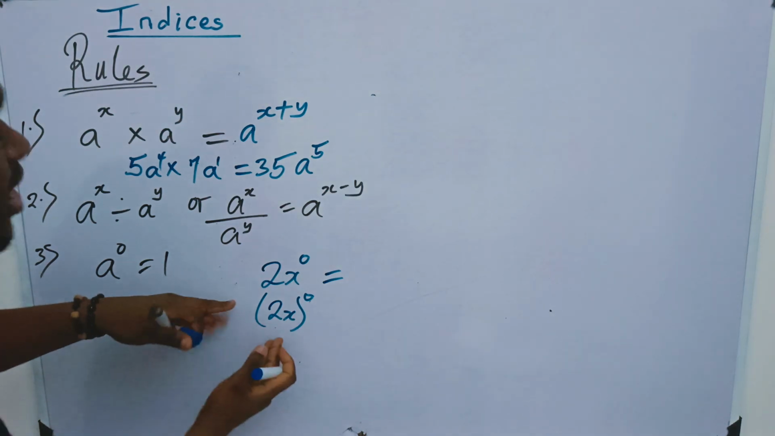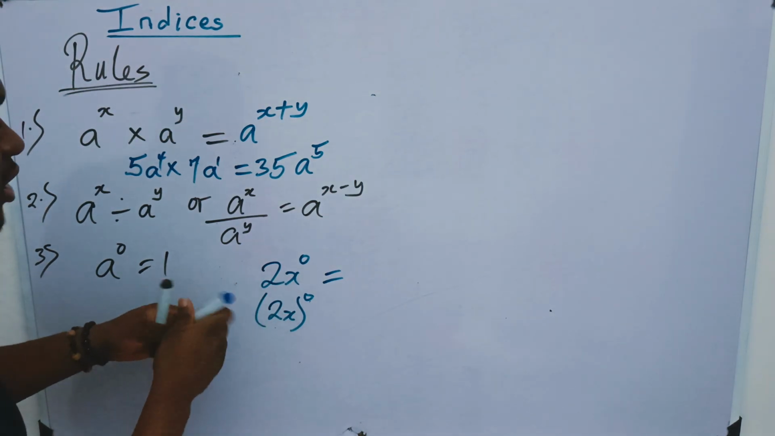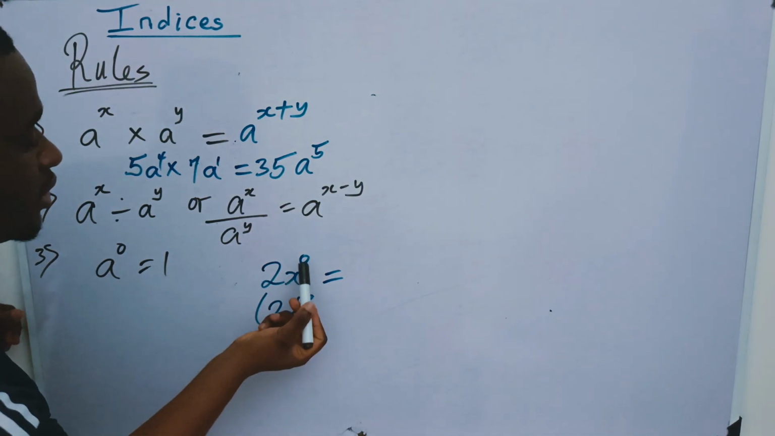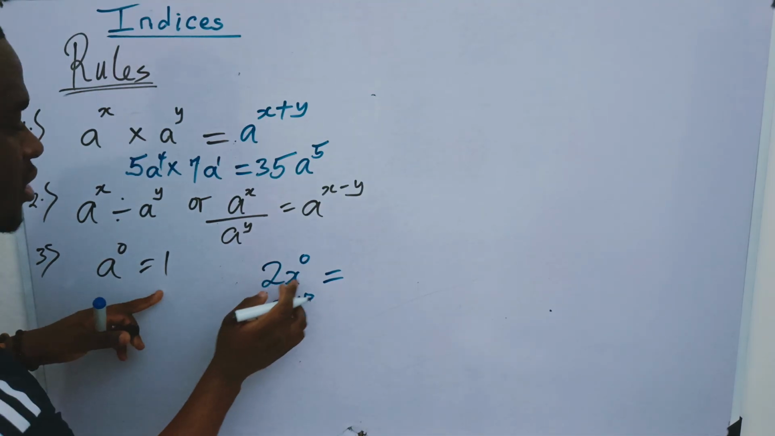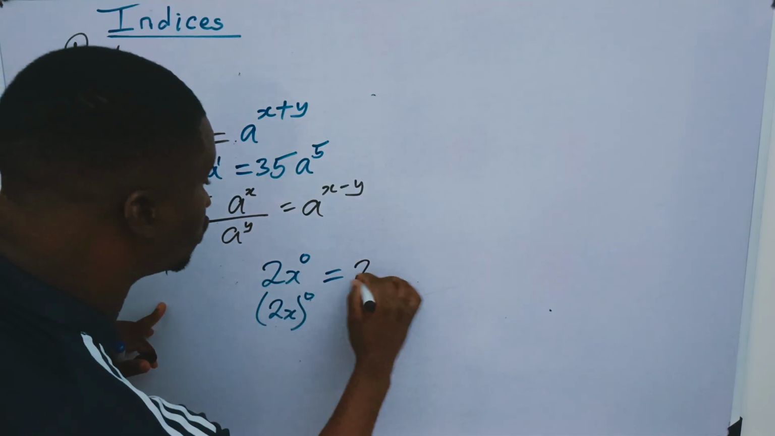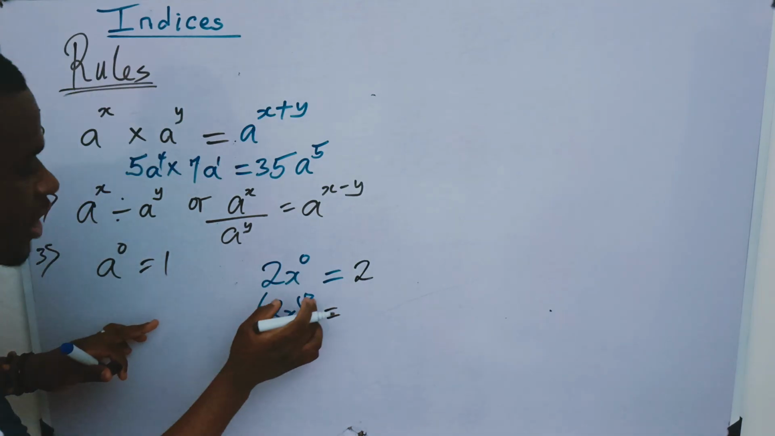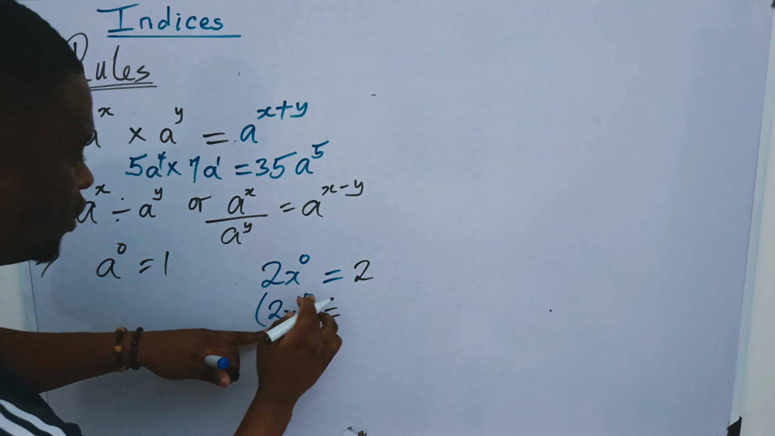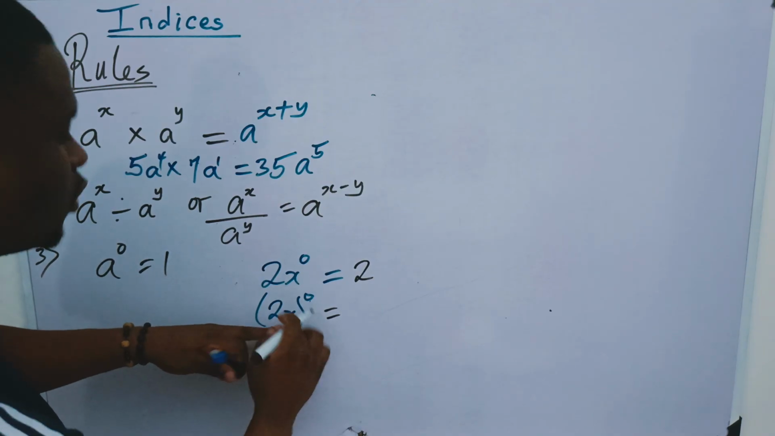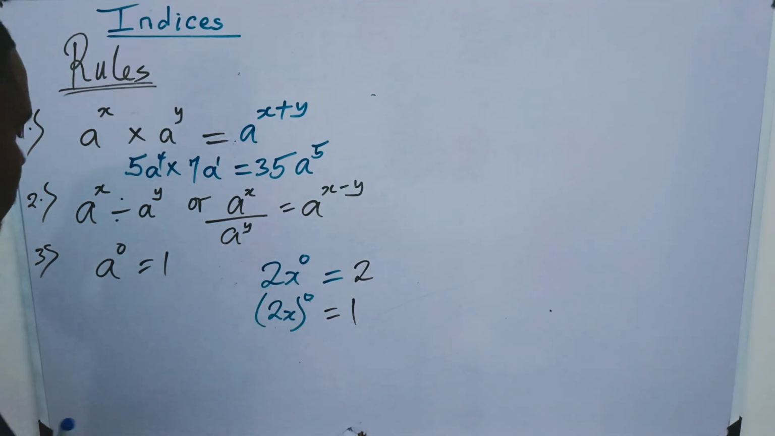In this case, these are different scenarios. Here, x alone is raised to 0, so that will be 1. Anything raised to 0 is 1. So my result here should be 2. But here, everything is raised to the power of 0. So 2 raised to 0 is 1, x raised to 0 is 1, and 1 times 1 is 1. So the law of zero index is whatever you raise to the power of 0 gives you 1.